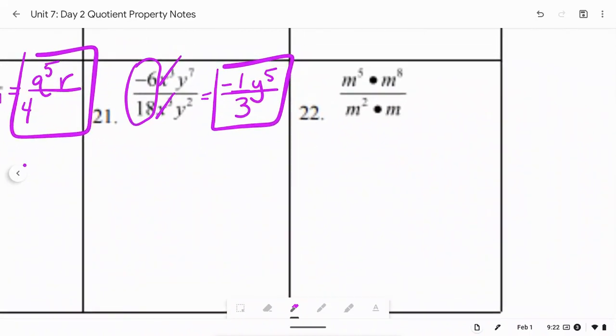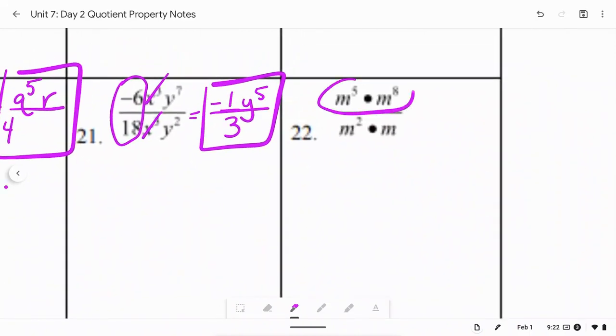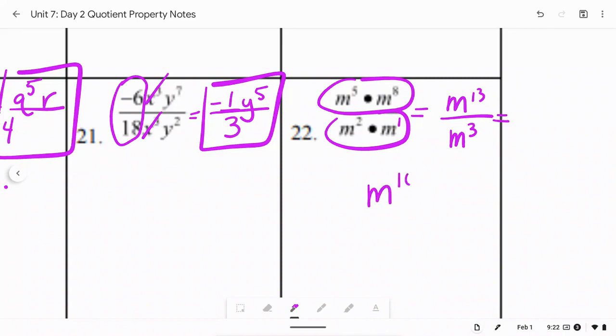Last one, number 22, I have multiplication. So I'm going to take care of multiplication first. So with multiplying, remember you add the exponents. So 8 plus 5 is m to the 13th power. And then in the denominator, 3 plus 1 is m to the 3rd power. Now it's a division problem, so you're going to subtract exponents. 13 minus 3 equals m to the 10th power.